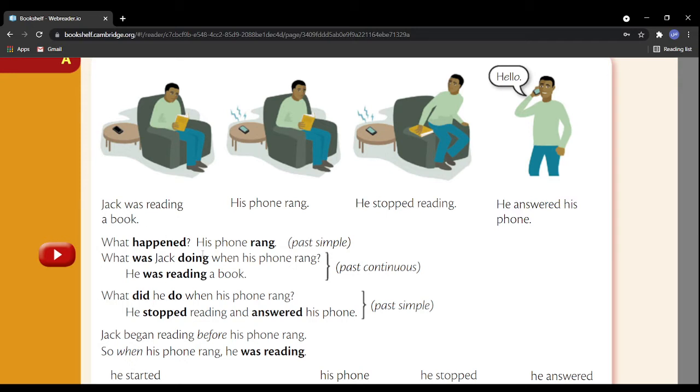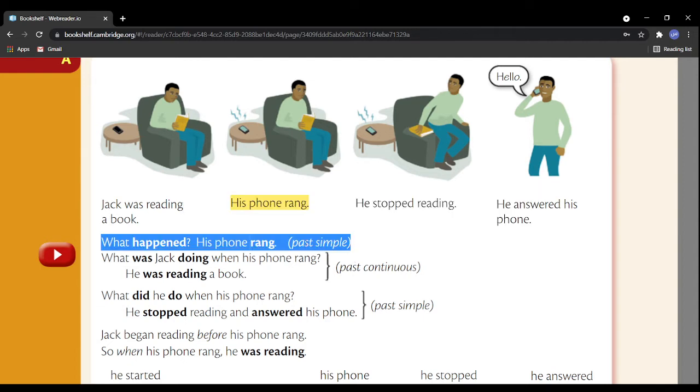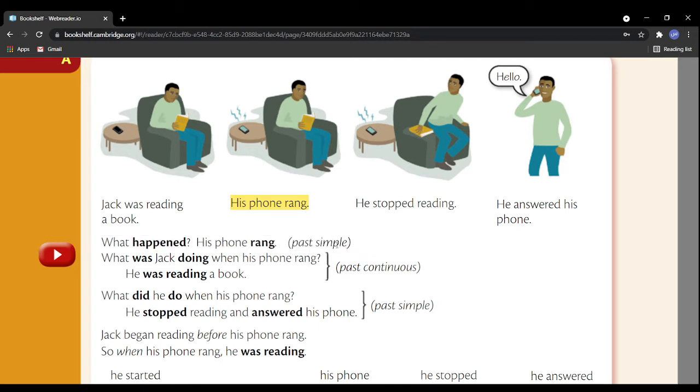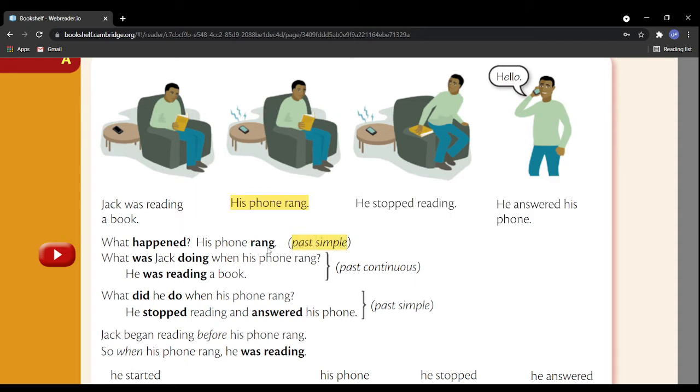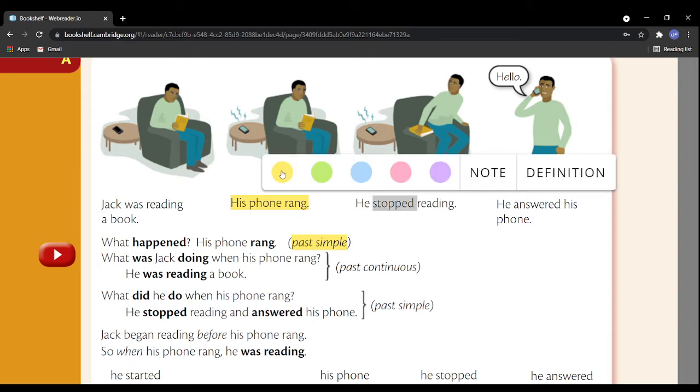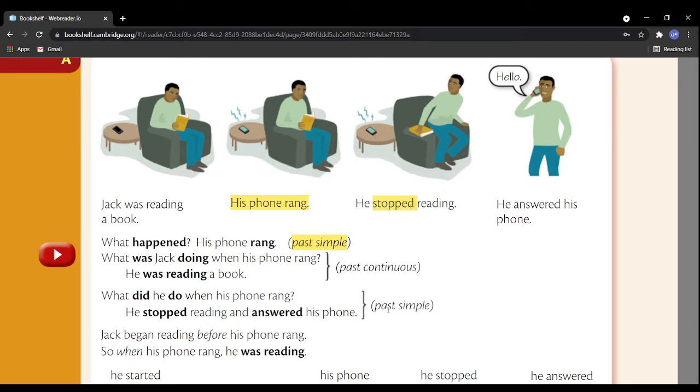هنا what happened? His phone rang. See it here. This is simple past, right? Make it like this. One sec. Yep. Okay, simple past. Let's make it clear, right? And here, stopped reading. This is also simple past, right? He stopped. See it here. Stopped. And then answered the phone. These are what? Only past simple.